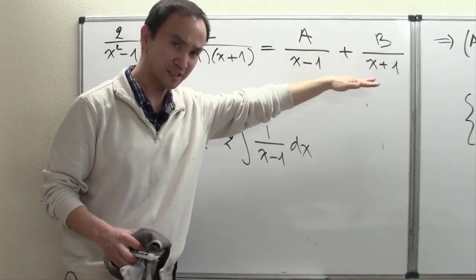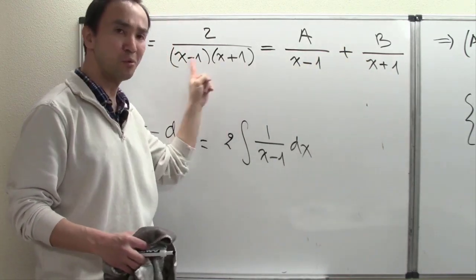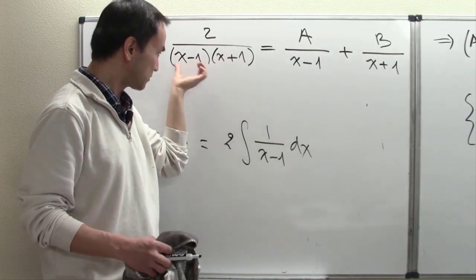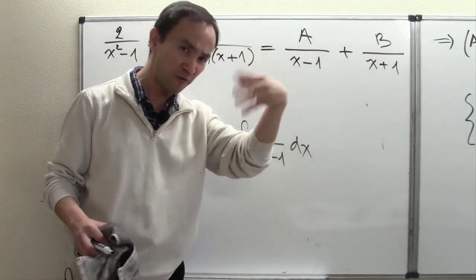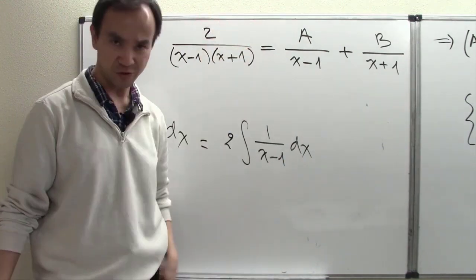This process is only needed anytime that you have more than one, multiple distinct factors in the denominator. And it only works for rational functions, actually.